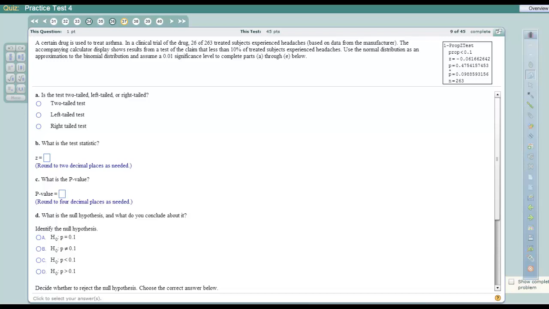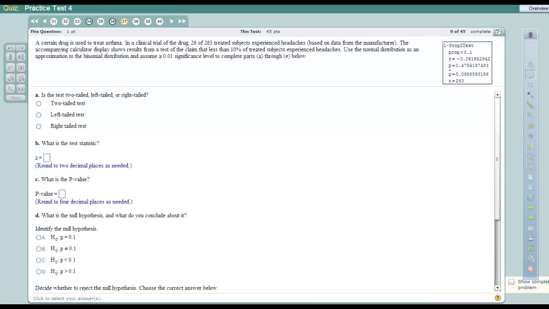A certain drug is used to treat asthma. In a clinical trial of the drug, 26 of 263 treated subjects experienced headaches based on data from the manufacturer. The accompanying calculator display shows results from a test of the claim that less than 10% of treated subjects experienced headaches. Use the normal distribution as an approximation to the binomial and assume a 0.01 significance level. Is the test two-tailed, left-tailed, or right-tailed?